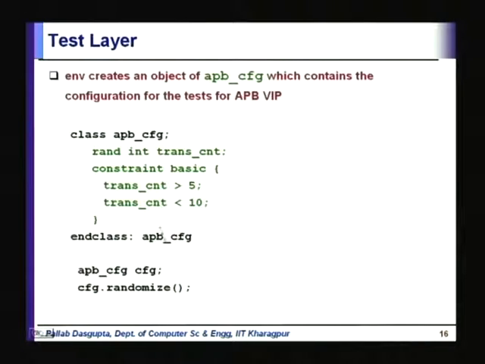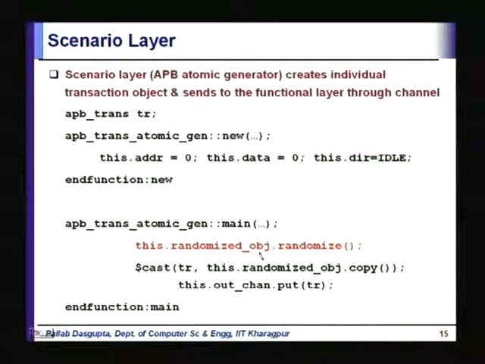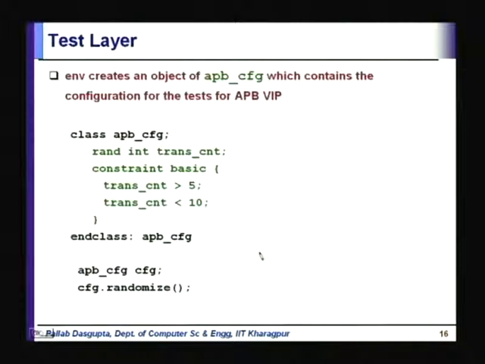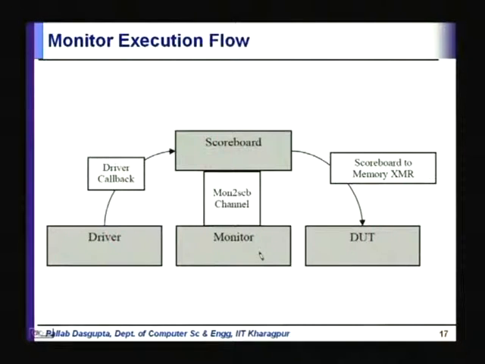So it is going to generate trans count between 5 and 10, and then there will be a loop in which you generate that many number of transactions using this, okay. All right.